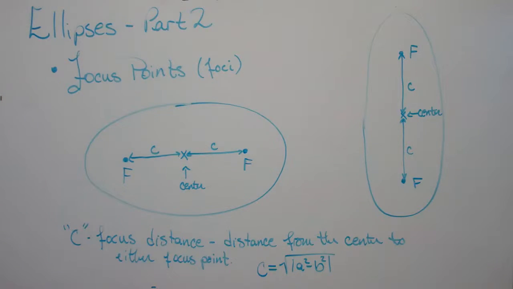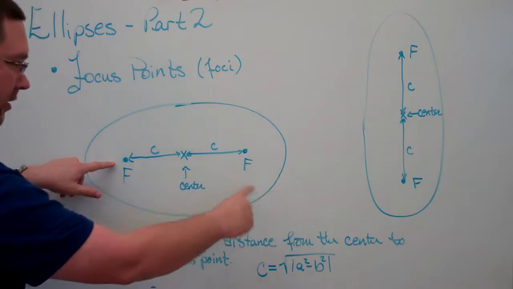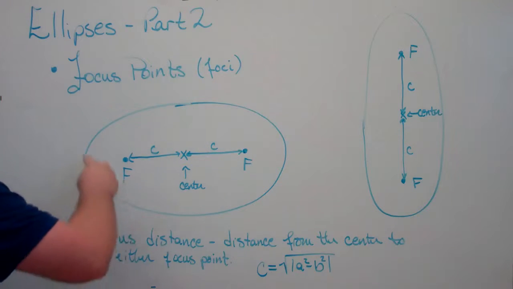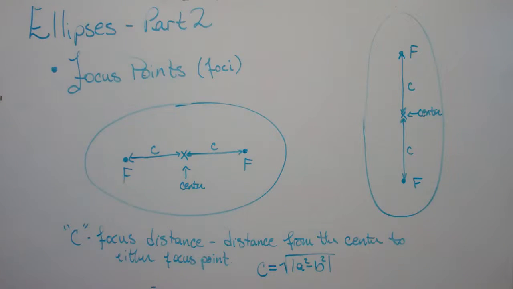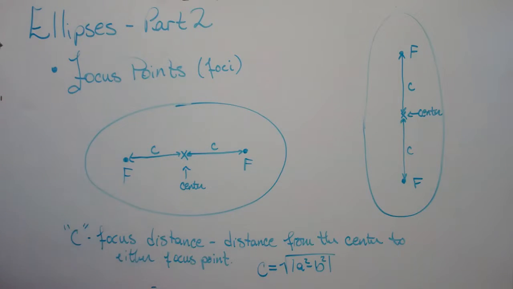Remember yesterday when I said you have 2 points where you can put thumbtacks, tie a string around, and then use your pencil, and as long as you keep the string taut, you will draw a perfect ellipse? Well, the location of those 2 thumbtacks would be your focus points.